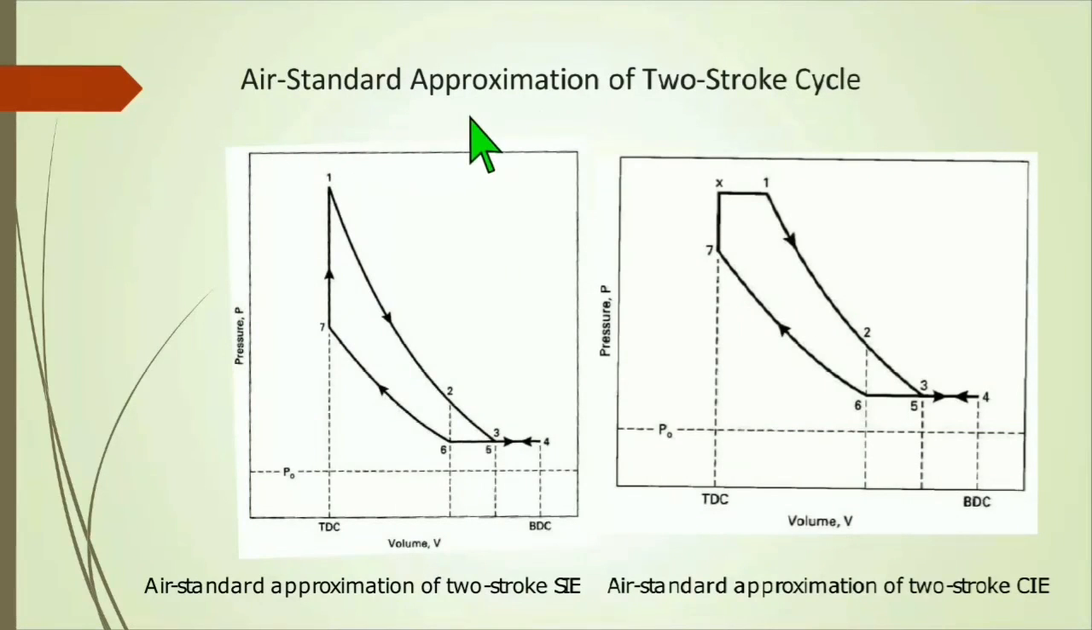Air standard approximation of two-stroke cycle. The first figure is a pressure versus volume graph for the air standard approximation of a two-stroke SI engine, and the next one is a pressure versus volume graph for the air standard approximation of a two-stroke CI engine.